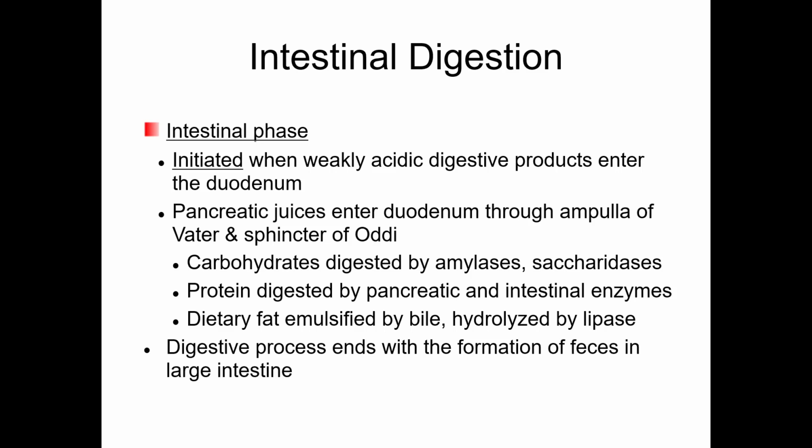So lipase actually breaks apart the bonds within the fat, while bile surrounds the fat molecules that are broken apart to prevent them from going back together. Remember, in an aquatic environment or a water-rich environment, fats are uncomfortable. They want to find each other, clump together, and get away from the water as much as possible. So in order to prevent them from coming back together after lipase breaks them apart, we need to surround each fat particle by bile. The digestive process ends with the formation of feces in the large intestine.